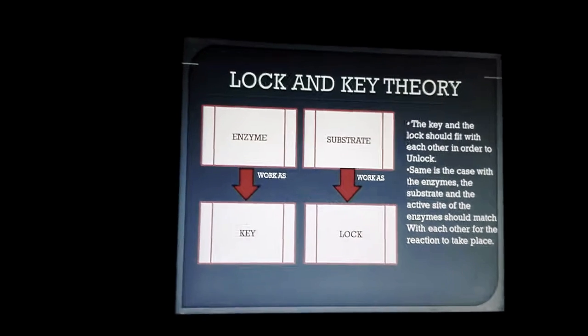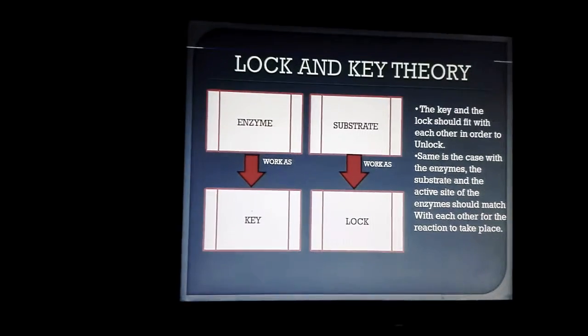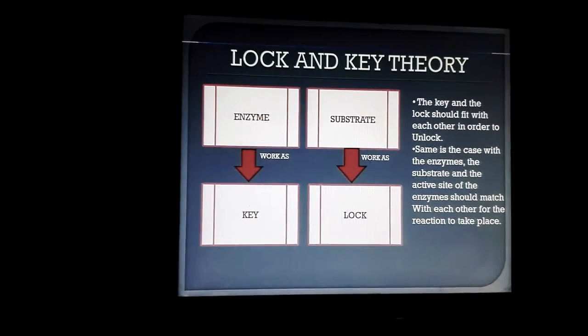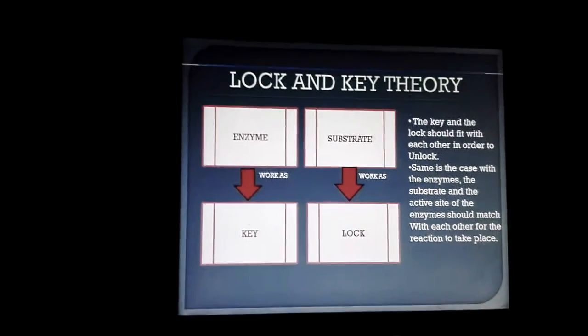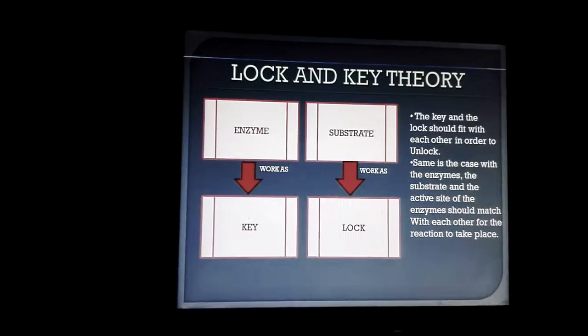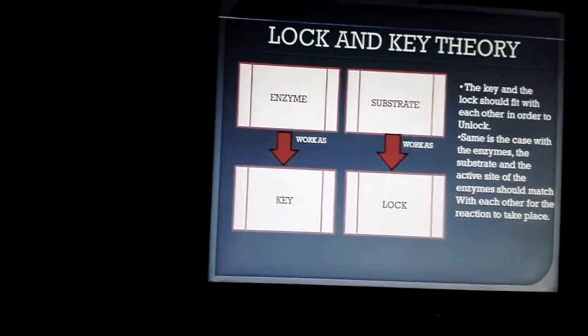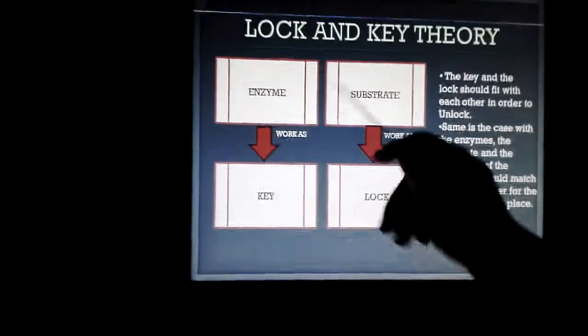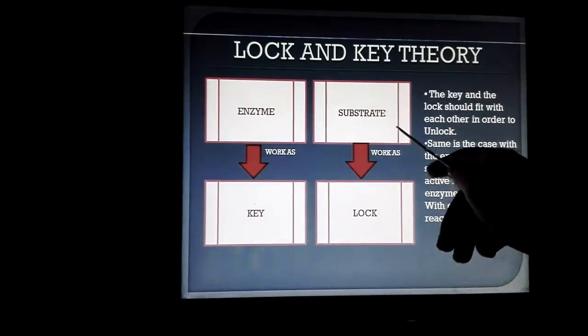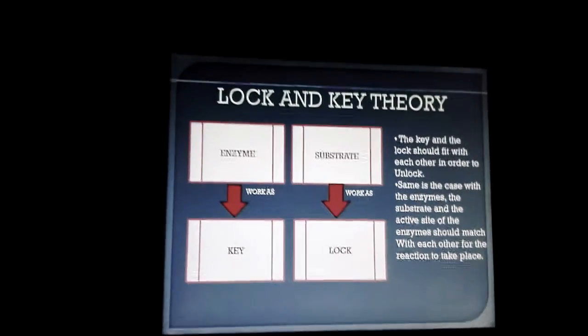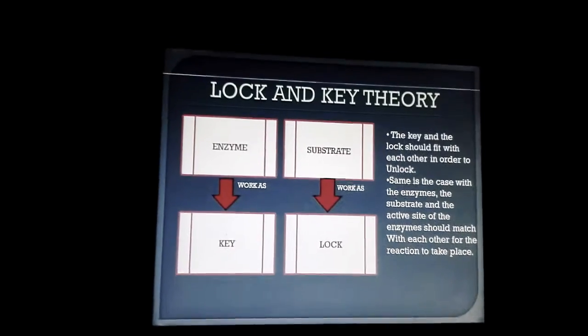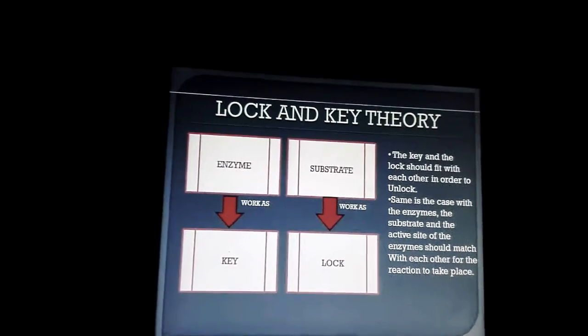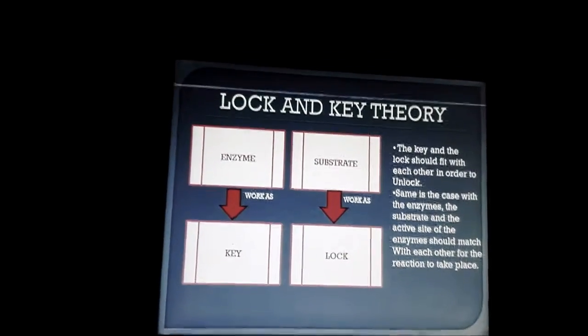And so many people say that the enzyme and substrate relationship is similar to the lock and key theory. So in this phenomenon, enzyme is the key and substrate is the lock. The key and the lock should fit with each other in order to unlock. Same is the case with the enzyme. The substrate and the active site of the enzyme should match with each other.